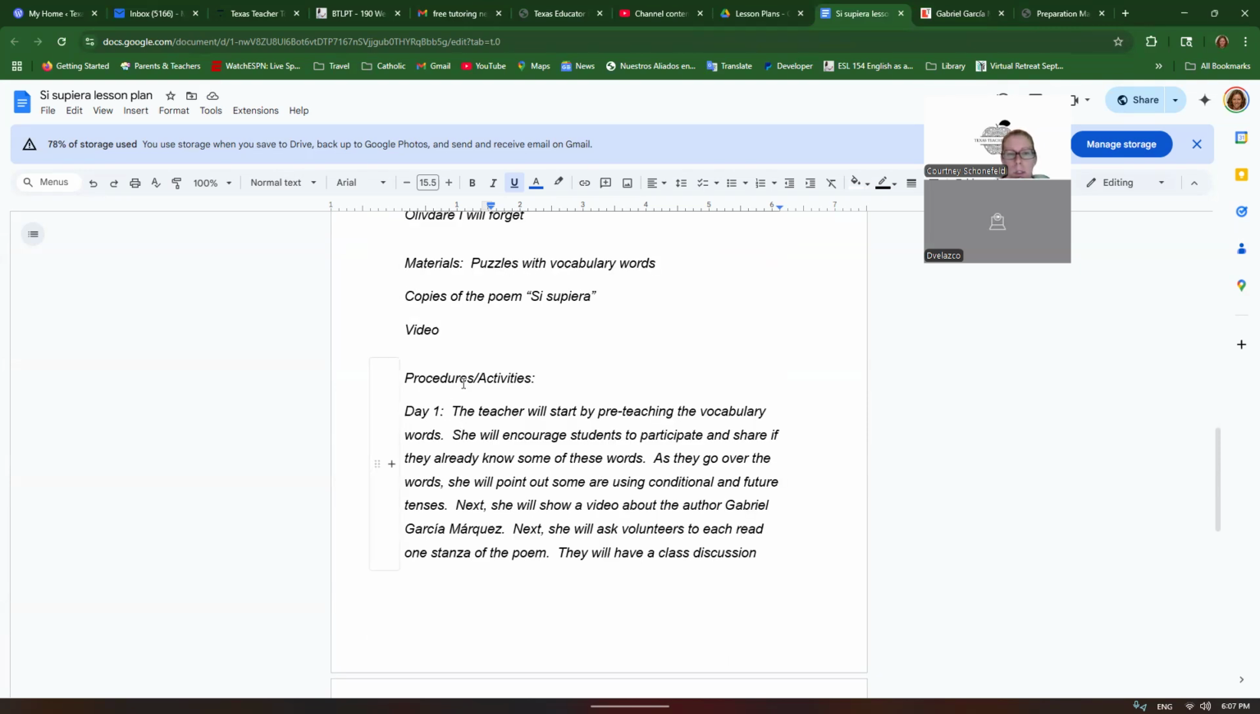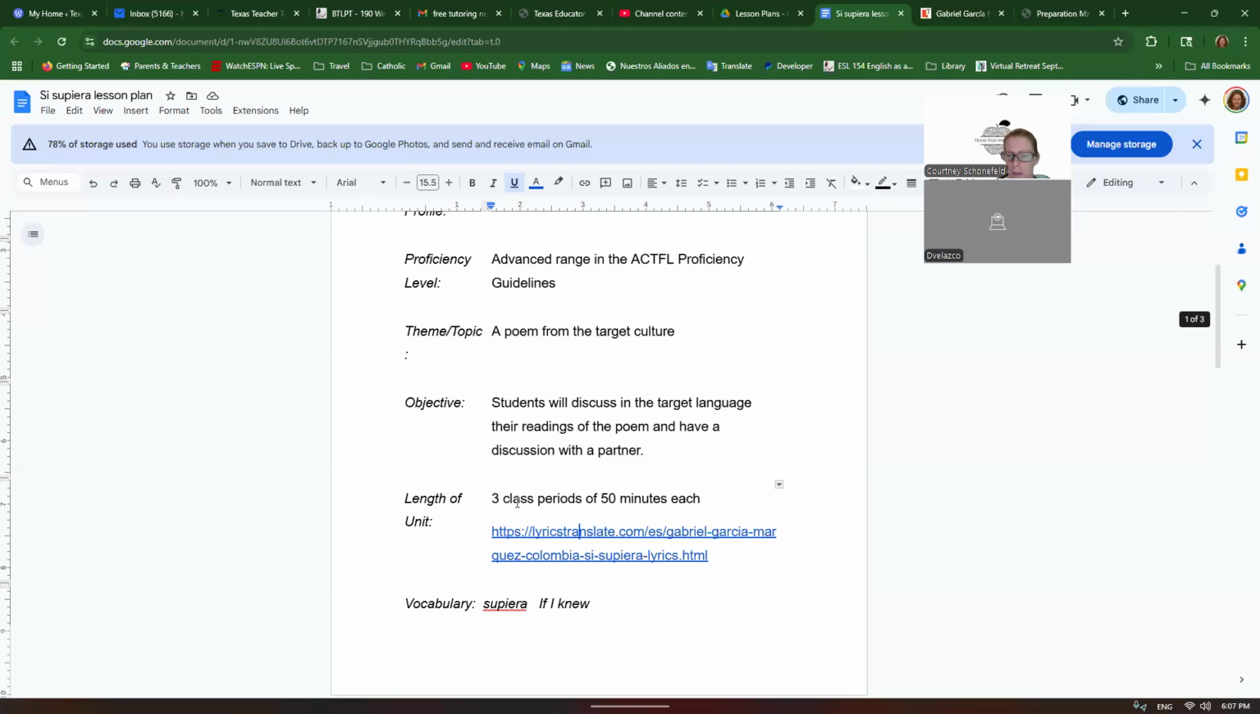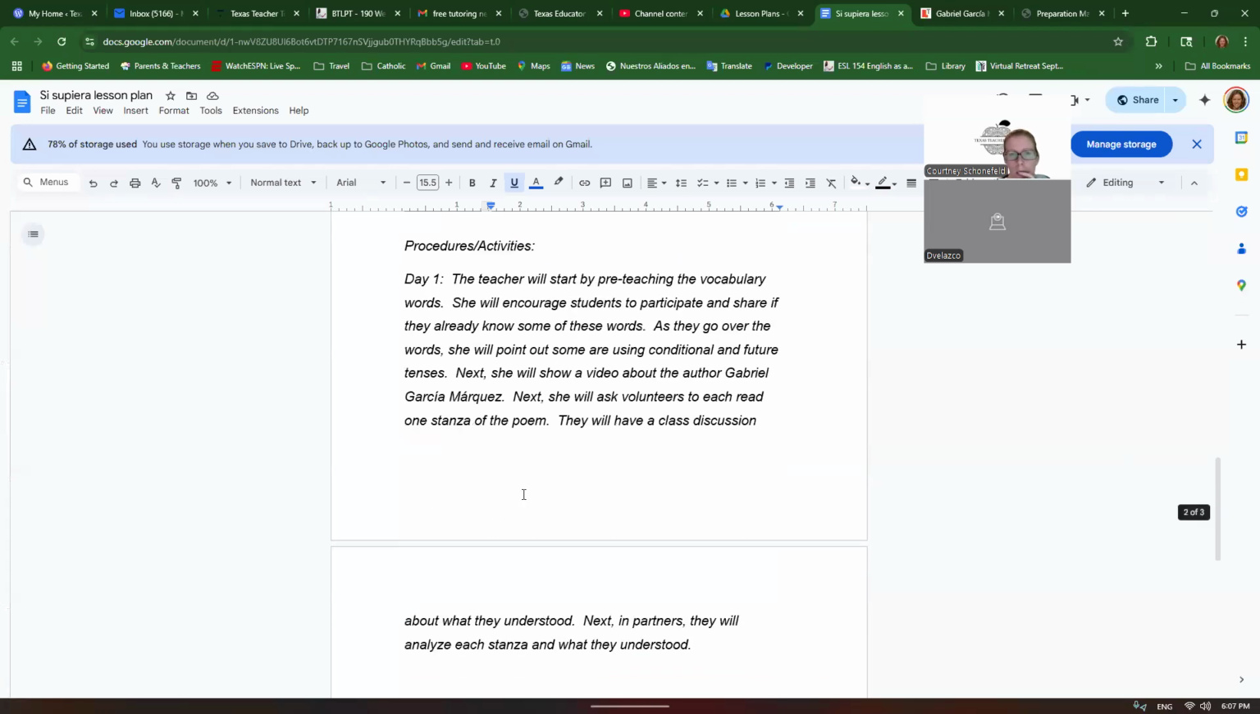So now let's look at our procedures, activities. Notice I wrote it by day because it says length of unit, 3 class periods of 50 minutes each. Right, so day 1, the teacher will start by pre-teaching the vocabulary words. She will encourage students to participate and share if they already know some of these words. As they go over the words, she will point out some are using the conditional and future tenses. Next, she will show a video about the author Gabriel Garcia Marquez. Next, she will ask volunteers to read 1 stanza of the poem. They will have a class discussion about what they understood.